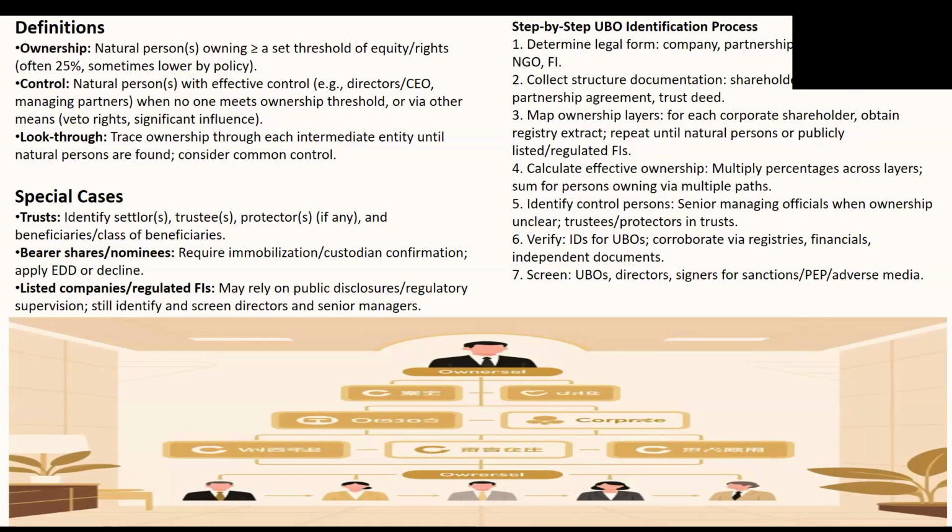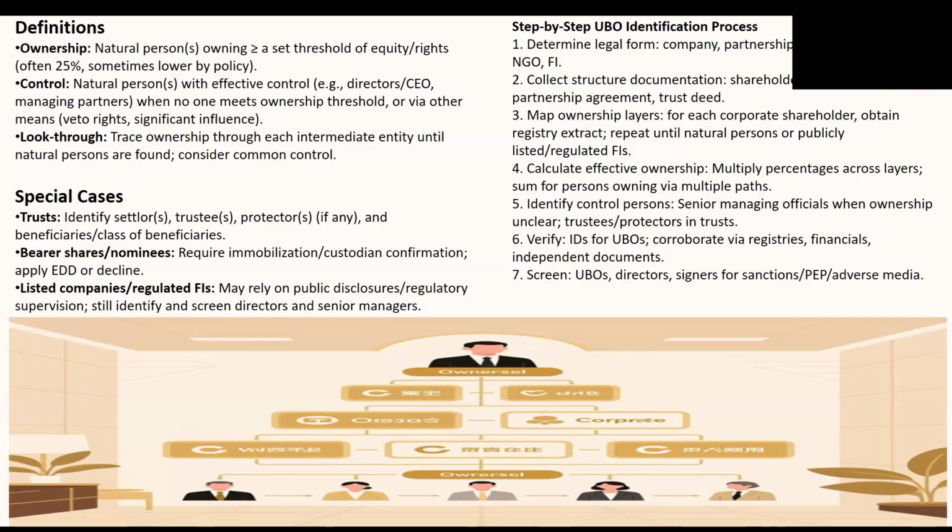Passport, DL, whatever they are providing. It should be attested by an independent solicitor or whatever authority we have. Screen the UBOs, directors and signers. This is the sanctions, PEPs and adverse media screening part. Any issue in this? You will have all the details in this particular slide. This is very important.